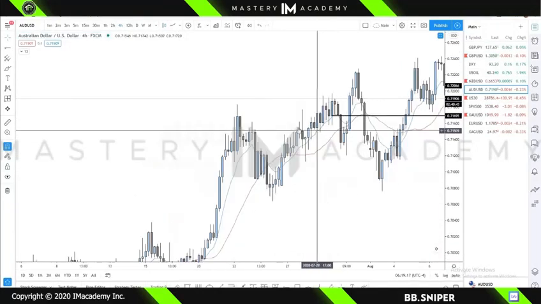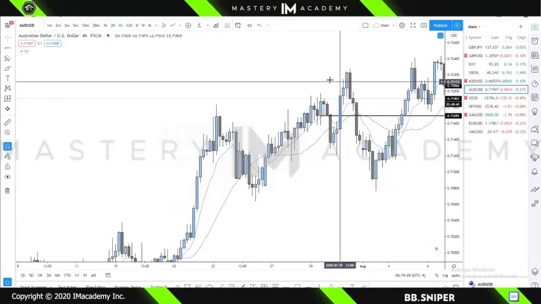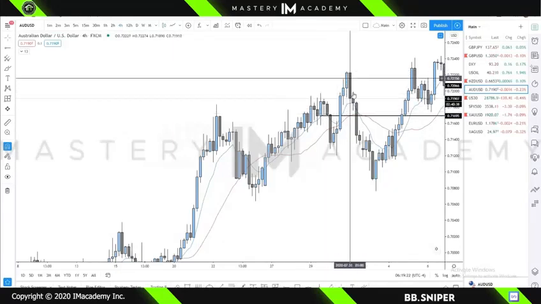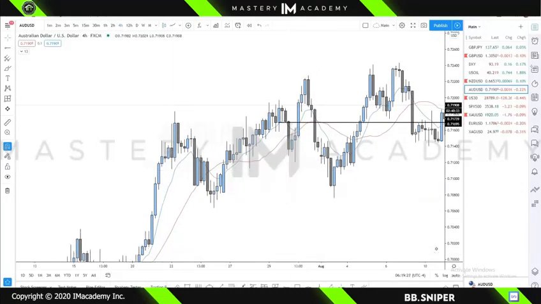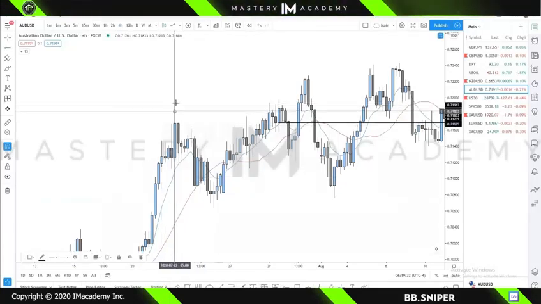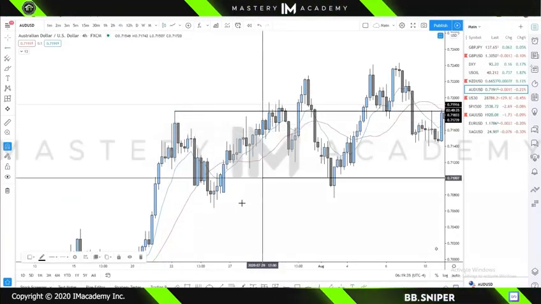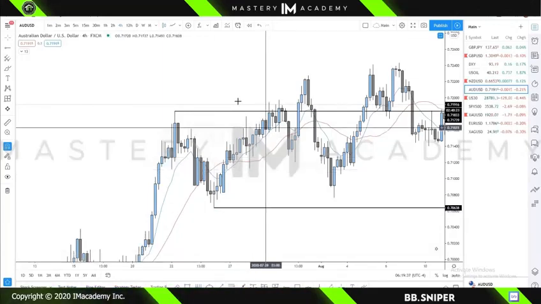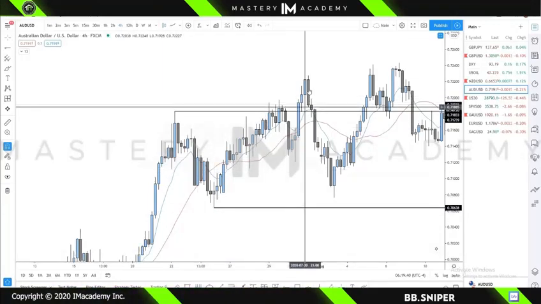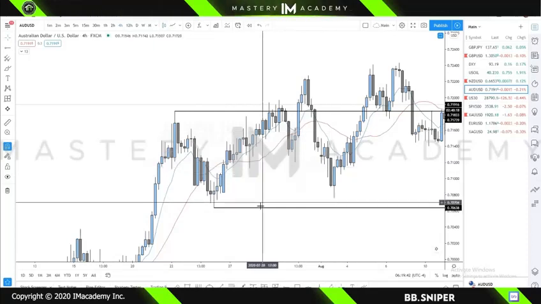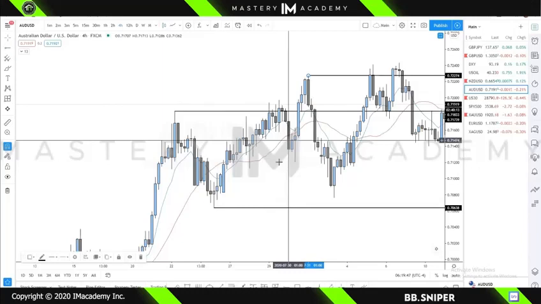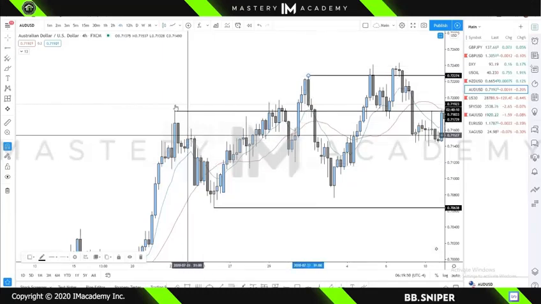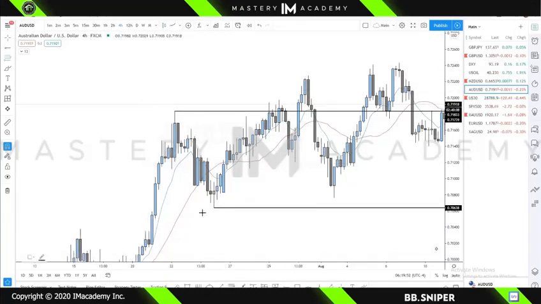So 4 hour made a higher high here before giving a valid 4 hour retracement. The previous 4 hour range is from here to here. We're going to be retracing a new range, which is from here to here. That's the new range that we're working with based upon the valid 4 hour structure.